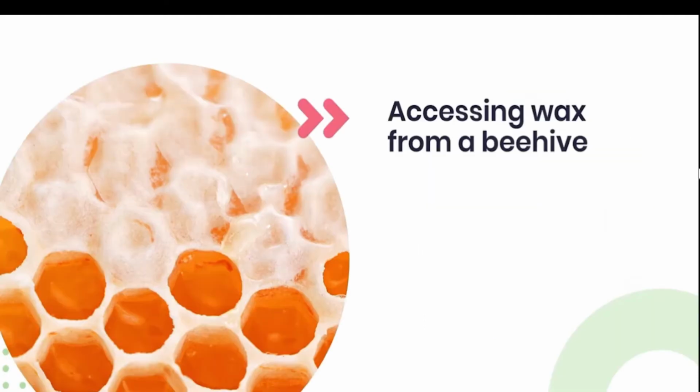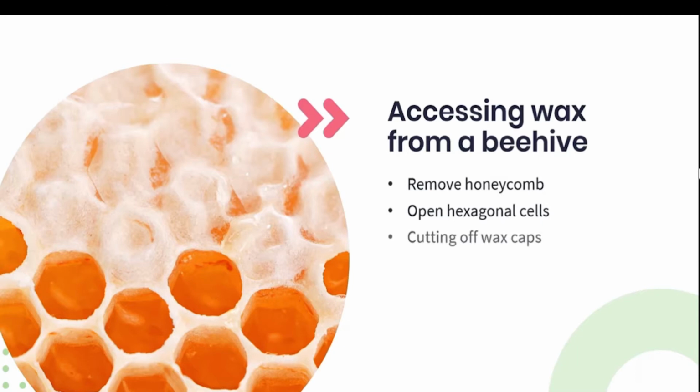Gaining the wax from a hive so that it can be used for our purposes in candle making is a rather interesting and very labor-intensive process. Beekeepers will remove the honeycomb from the hive and open up the hexagonal cells to release the honey. This means cutting open and removing the wax caps with a knife. These are saved to combine with the rest of the wax later.